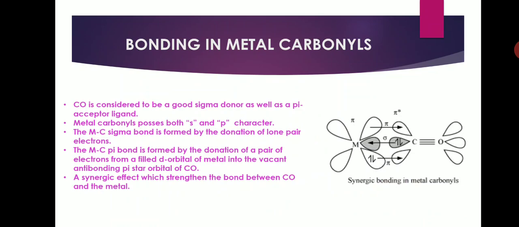The metal-carbon pi bond is formed by the donation of a pair of electrons from a filled d orbital of the metal into the vacant antibonding pi star orbital of carbon monoxide. The metal to ligand bond creates a synergic effect which strengthens the bond between carbon monoxide and the metal.